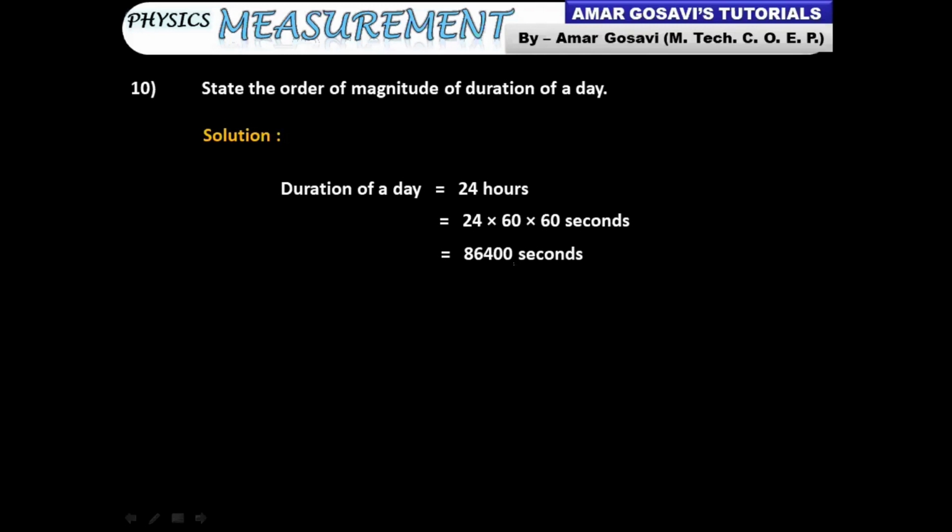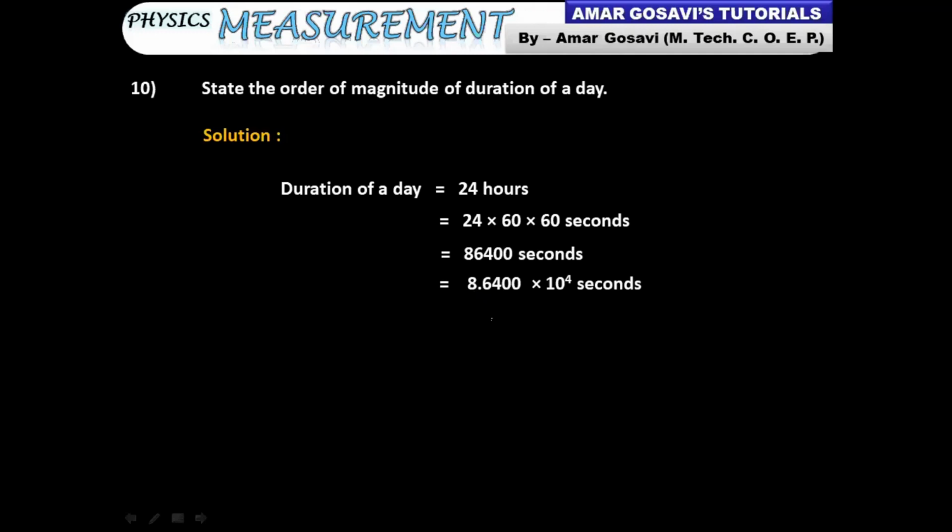Now for finding out the order of the magnitude, you all know the decimal point from this has to be shifted 1, 2, 3, 4, 4 places towards your left, right? So you can see it will be like this, 8.6400 into 10 raised to 4 seconds. Now if you observe the number prior to the decimal point, this is 8. Obviously, it is greater than 5.